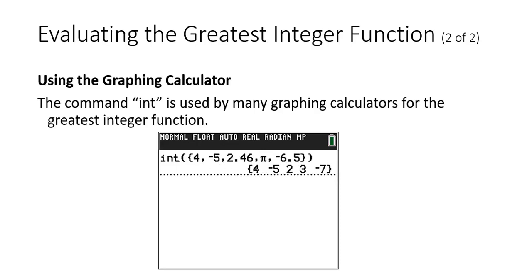For 4, we come up with 4. -5 is an integer, so it is -5. 2.46 is not an integer, so the greatest number less than this would be 2. Pi would be 3.14. We recall it would be 3, and -6.5 would be equal to -7, like we described.